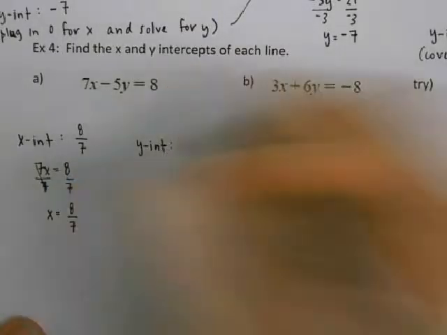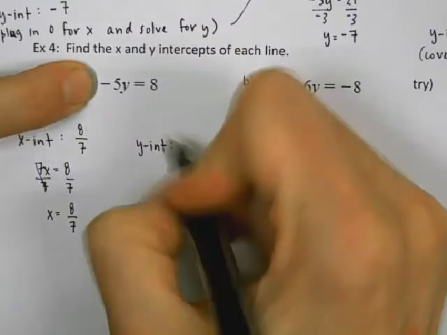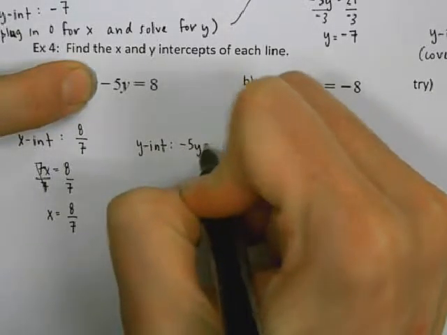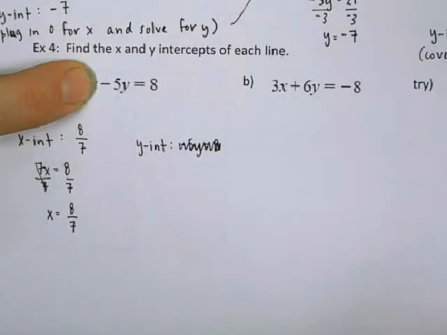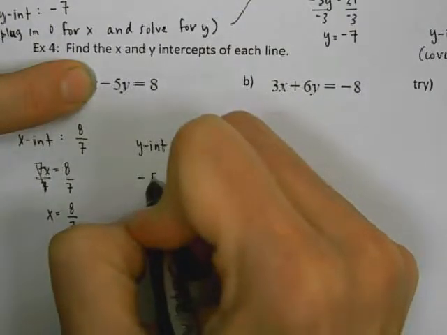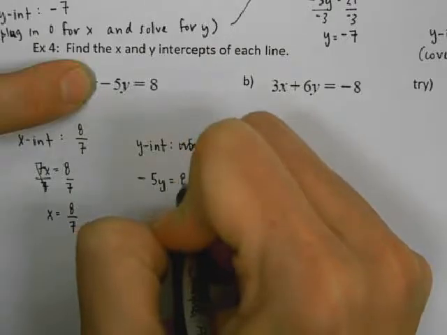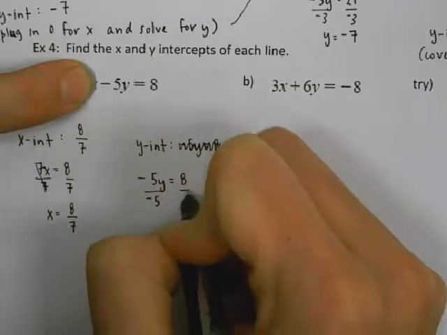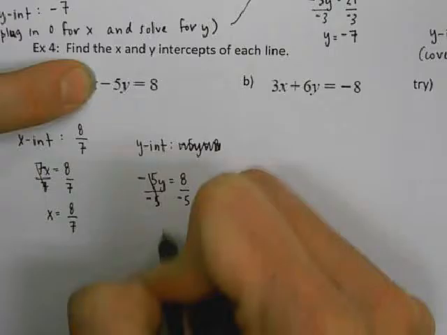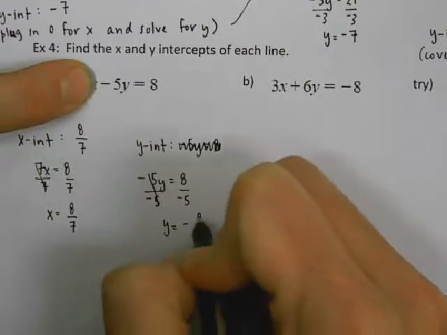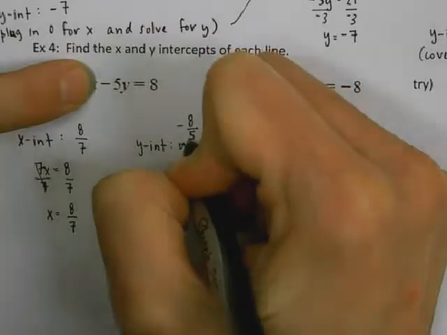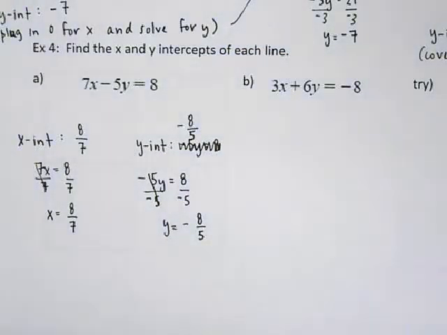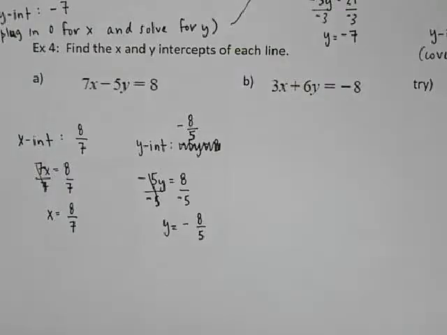Same thing, if I go to do the y-intercept and I cover up x, I get -5y equals 8. Whoops, I didn't want to put that there. I'm going to move that down. So my equation is -5y equals 8. So I divide on both sides by -5, and my intercept is -8/5. So again, just not quite so nice as the other ones. We'll kind of leave that there.